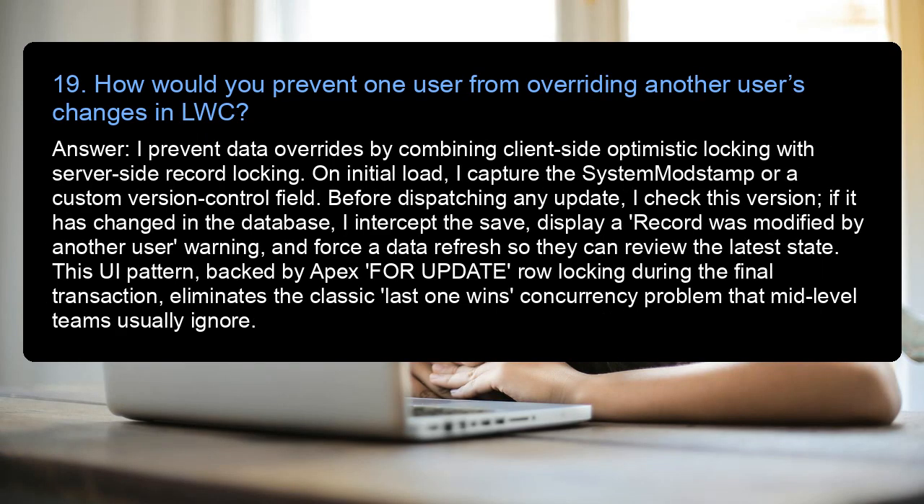19. How would you prevent one user from overriding another user's changes in LWC? Answer: I prevent data overrides by combining client-side optimistic locking with server-side record locking. On initial load, I capture the SystemModstamp or a custom version control field. Before dispatching any update, I check this version. If it has changed in the database, I intercept the save, display a "record was modified by another user" warning, and force a data refresh so they can review the latest state. This UI pattern, backed by Apex FOR UPDATE row locking during the final transaction, eliminates the classic last-one-wins concurrency problem that mid-level teams usually ignore.